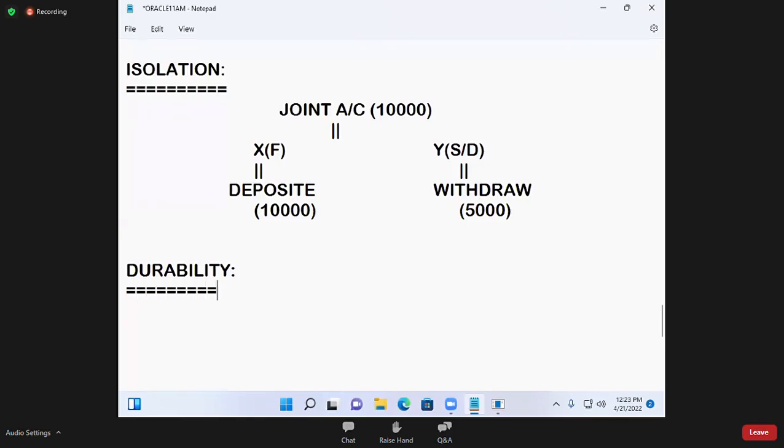So what is durability? Durability means, suppose while you are performing some transaction, suddenly the power goes off. That is called abnormal termination.